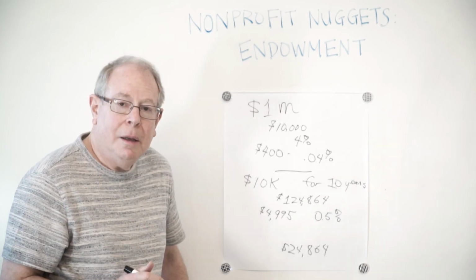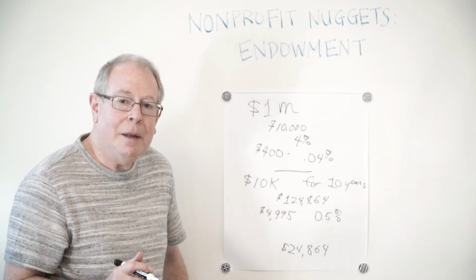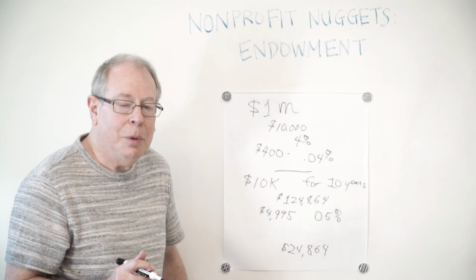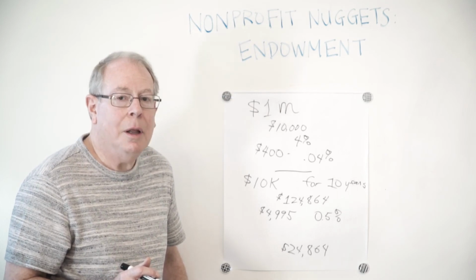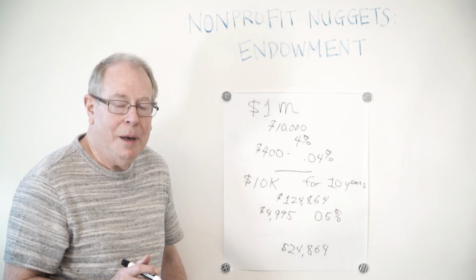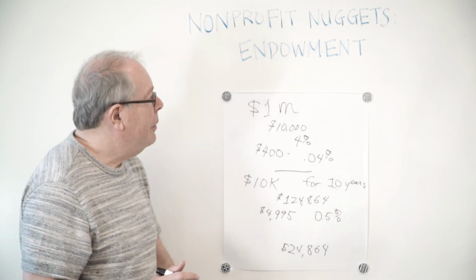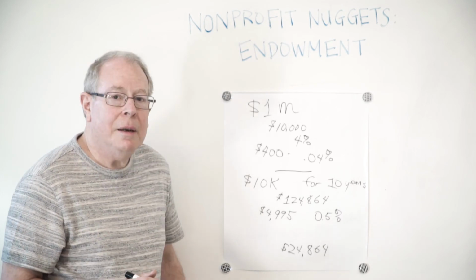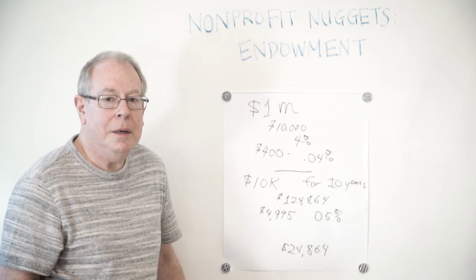For example, like Harvard University, which has been building its endowment for some 300 plus years, and it now is close to $40 billion. Then you have a pile of money that you can really use. So that's the answer to my question, and that's the end of the nonprofit nugget on endowment.